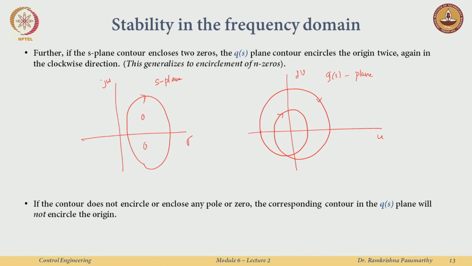Again, if this is the clockwise direction, this is also the clockwise direction. Lastly, if the contour does not enclose any pole or 0, as I said earlier, say if I'm just here, I'll just be here, right? I just do not trouble the origin. Nothing happens. It will never encircle the origin. That's just what the Q map tells me.